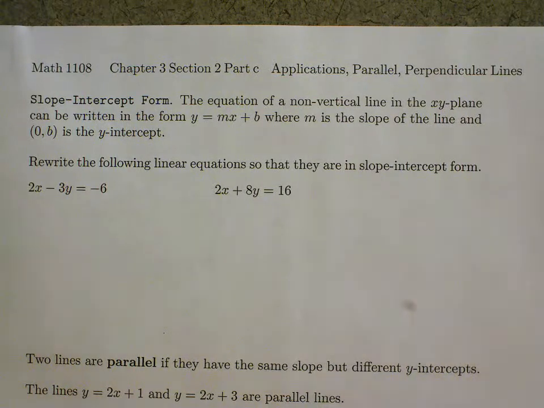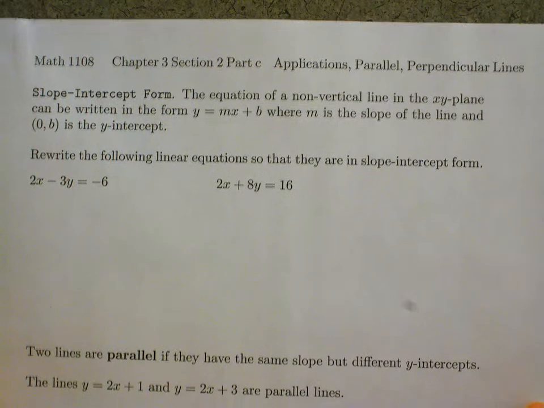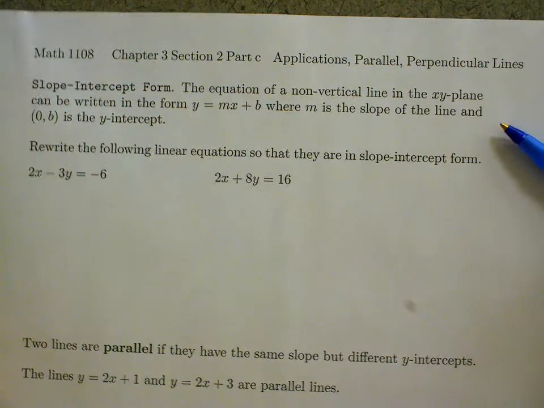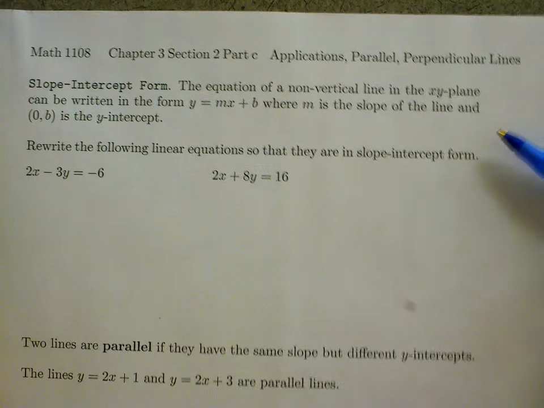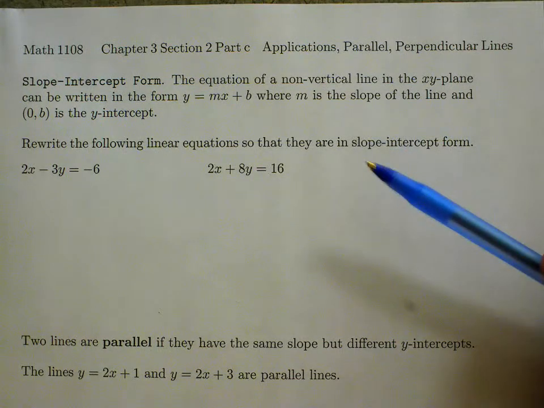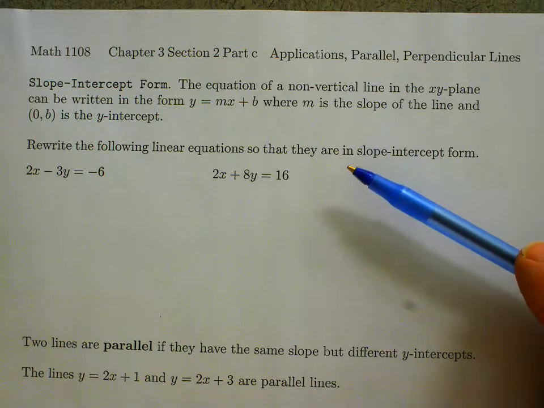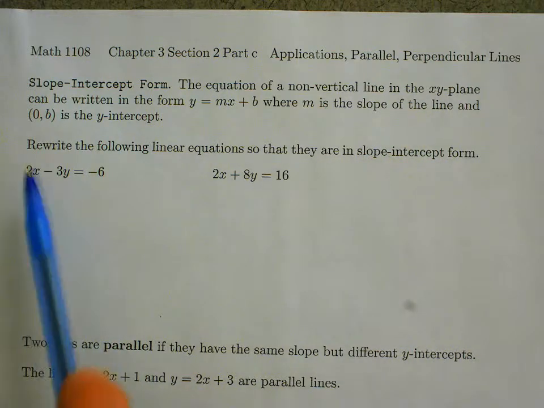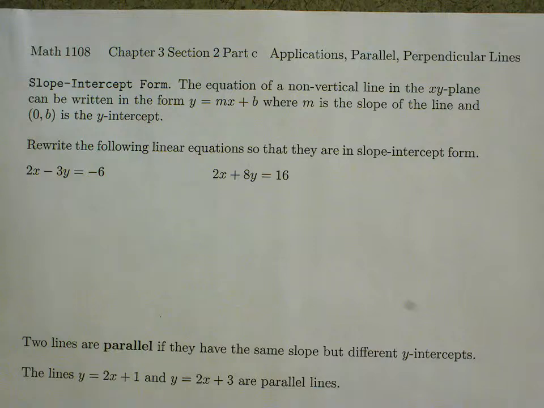Okay, so yesterday we looked at the slope-intercept form. So here's this statement about the slope-intercept form. The equation of a non-vertical line in the xy plane can be written in the form y equals mx plus b, where m is the slope of the line and the ordered pair 0, b is the y-intercept.